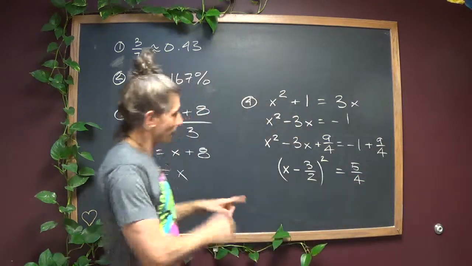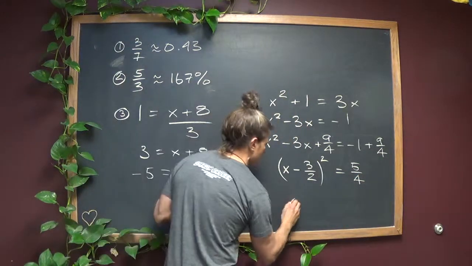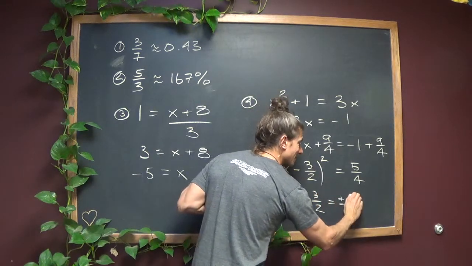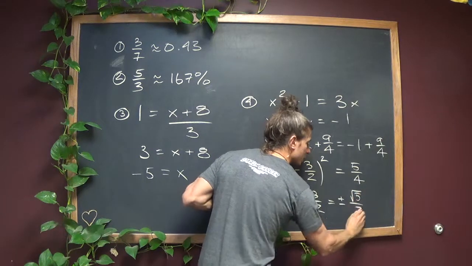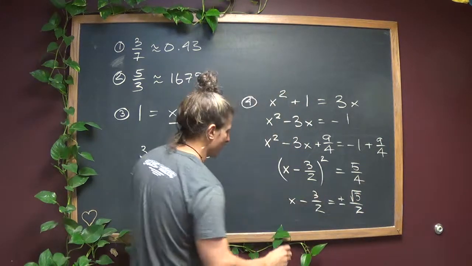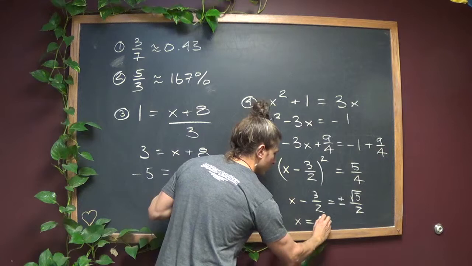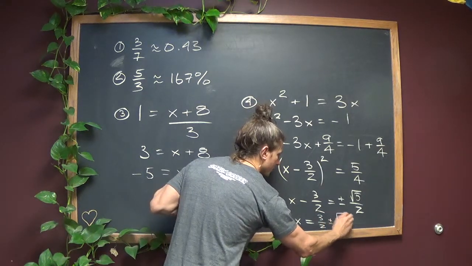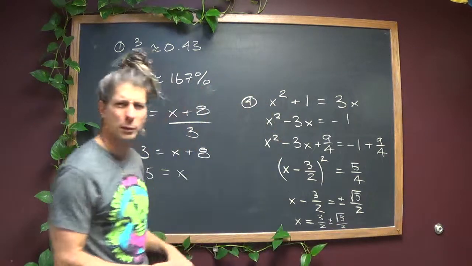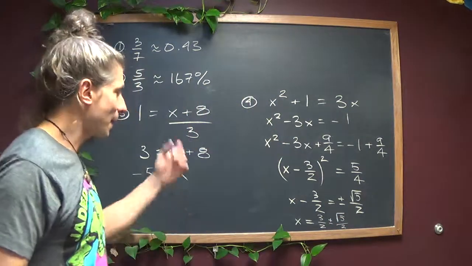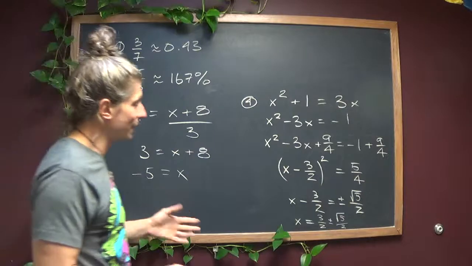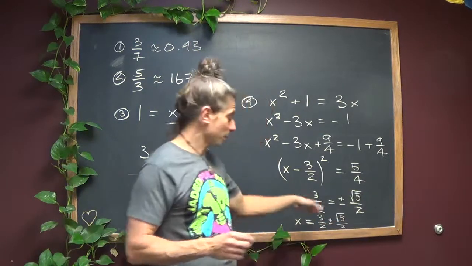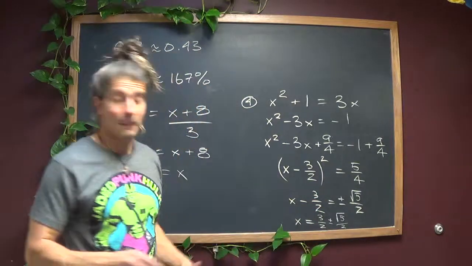5/4. Take the square roots of both sides. You get x minus 3/2 equals plus or minus the square root of 5 all over 2. And you move that guy over to that side, and you get x equals 3/2 plus or minus √5/2. And that's what it's going to be. If you do the quadratic formula, I'm guessing it's going to look more like 3 plus or minus √5, all over 2. It might also look different.